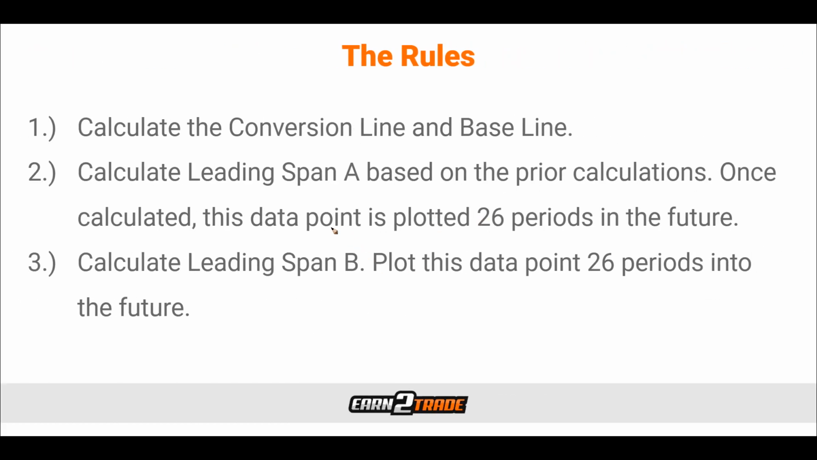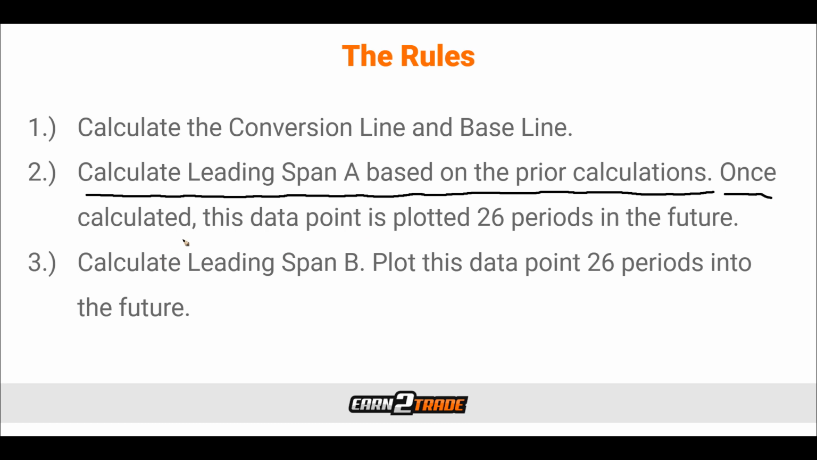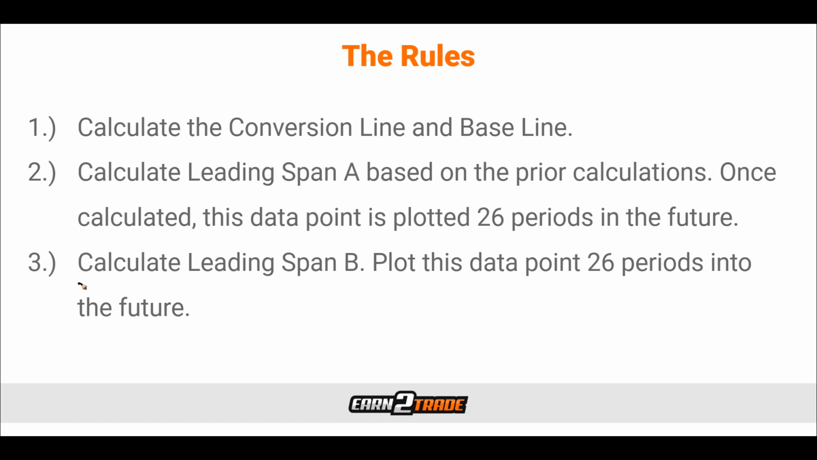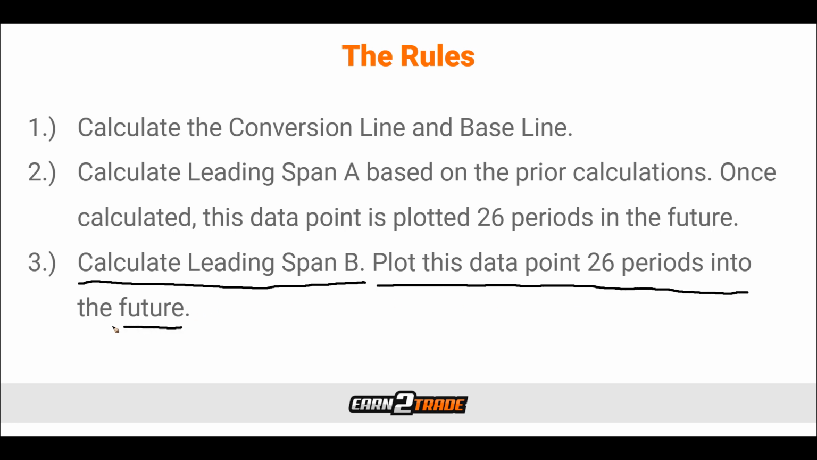Now come the rules. The rules are how the indicator comes up with the display that we're seeing after doing the math that we just discussed. First, we're going to calculate the conversion line and the baseline. Then we're going to calculate leading span A based on the prior calculations. Once calculated, this data point is plotted 26 periods in the future. Next, we're going to calculate leading span B. We're going to plot this data 26 periods into the future.